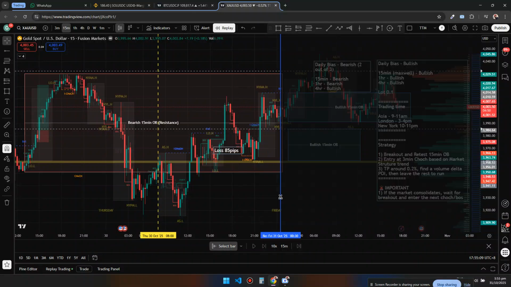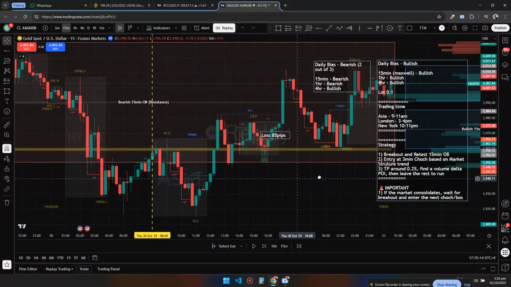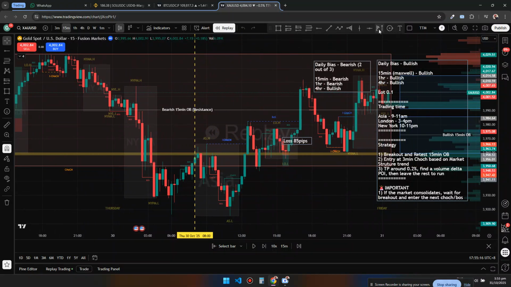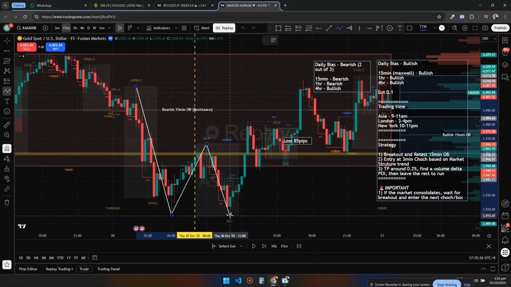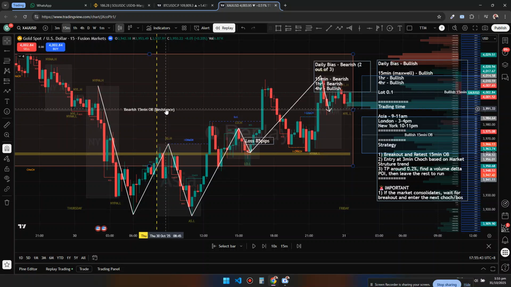Yeah, let's look at only Thursday. Okay, so you can see the entire Thursday price went below, and then it went inside the 15-minute OB, and then price came down. Then when it went into the OB again, price came down, and then price went deeper into the OB, and then price came down again, right? So this is how the resistance works.